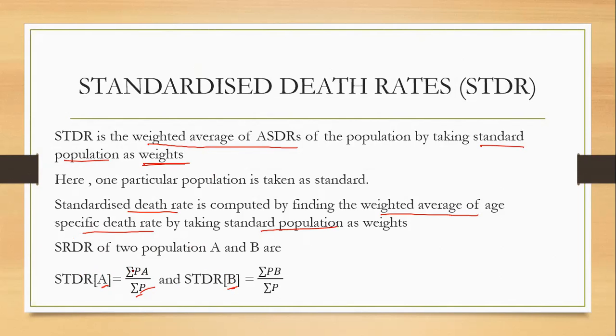So here summation PA. Now what is P? P is nothing but standard population. You have to find the total of the standard population. Remember, P is the total of standard population, not the population of that particular locality. It is the general standard population that will be given separately.